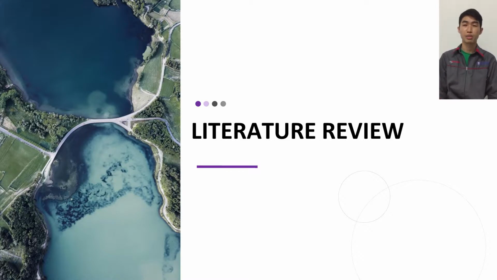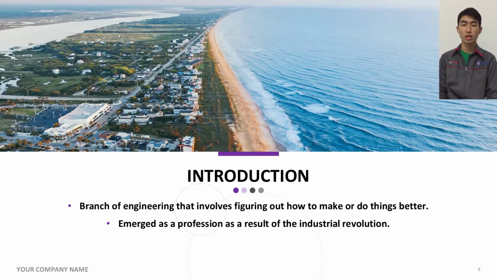Good day, doctor. My name is Wong and my matric number is AD150240. I'm going to present the literature review. So first of all, what is industrial engineering? It is the branch of engineering that involves figuring out how to make or do things better. It also emerged as a profession as a result of the Industrial Revolution.